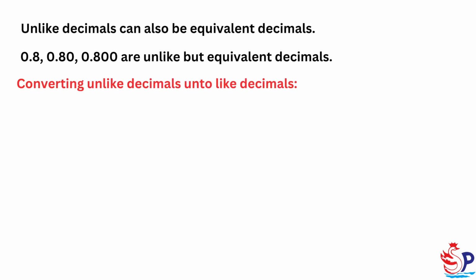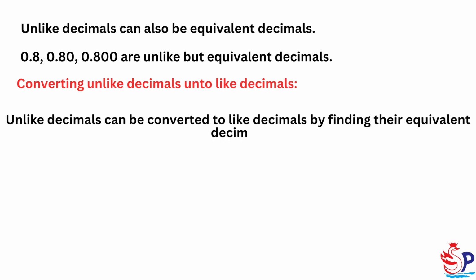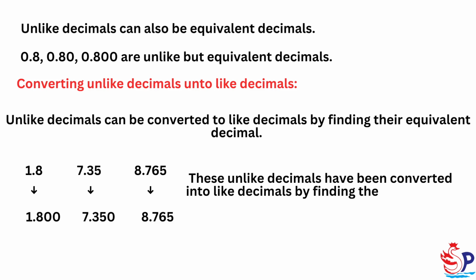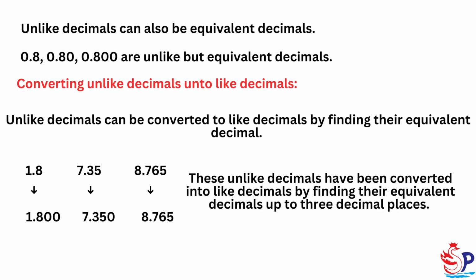Converting unlike decimals into like decimals. Unlike decimals can be converted to like decimals by finding their equivalent decimals. 1.8, 1.800, 7.35, 7.350, 8.765, 8.765. These unlike decimals have been converted into like decimals by finding their equivalent decimals up to 3 decimal places.